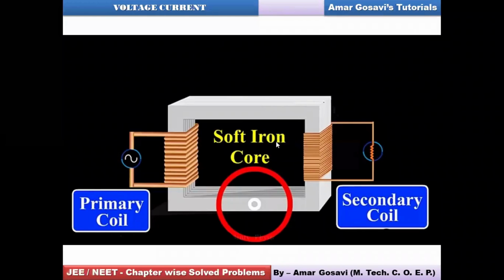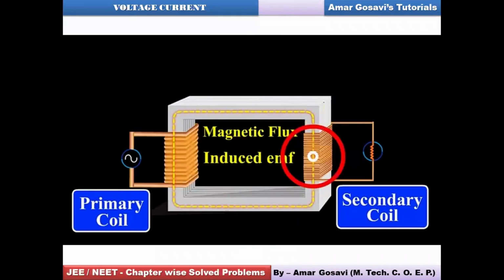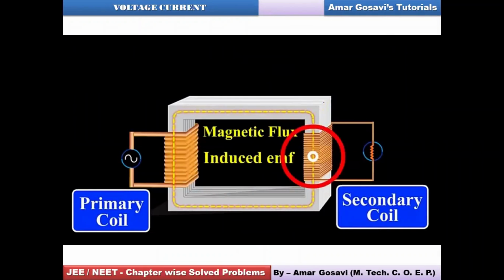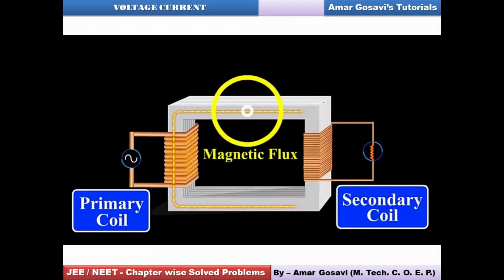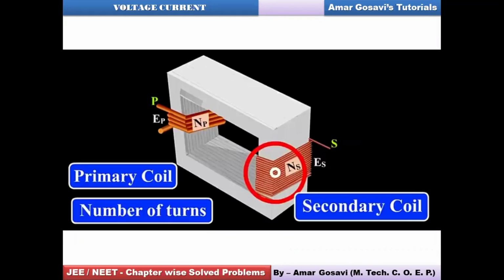So the parts of transformer, the first important part is a soft iron core. And that too it's laminated. Why laminated? To avoid the leakage and to increase the efficiency of transformer. So this is how magnetic flux gets linked with the secondary coil, which is responsible for generating the EMF in the secondary. Okay. So what is the principle on which transformer works? So obviously it works on the principle of mutual induction.